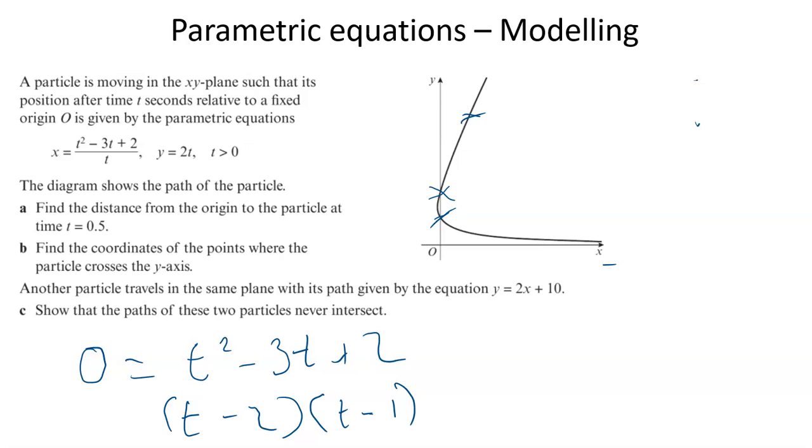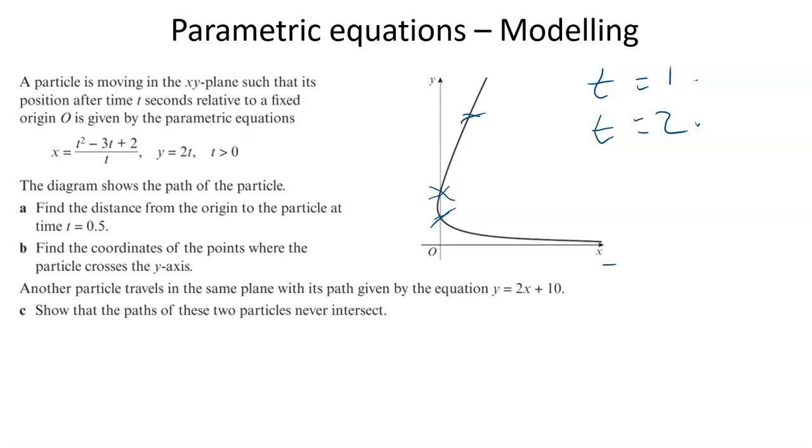1 times 2 is 2, and take them away for 3. Yeah, perfect. So we've got the t values of 1 and 2 for our points of intersection, but we don't want the t values. We want to find the coordinates of the points where they cross. So the y values, well, this is nice and easy because it's just doubling. So this is the coordinate 0 and double the t value is 0, 4.